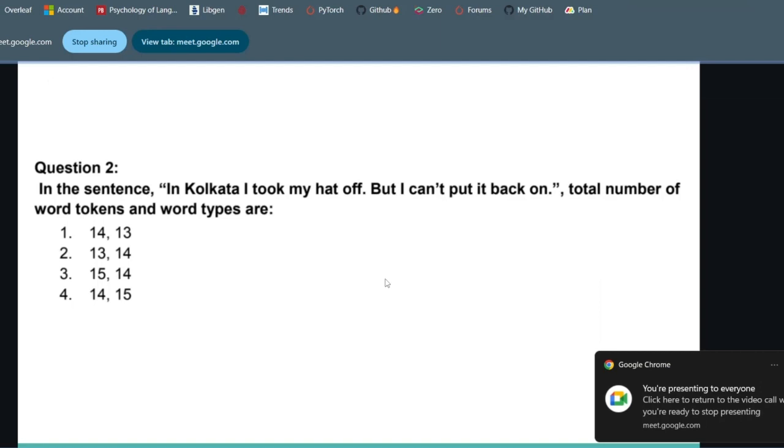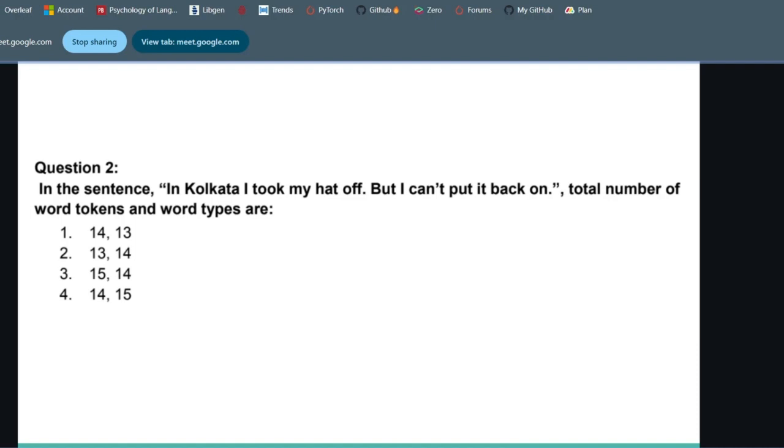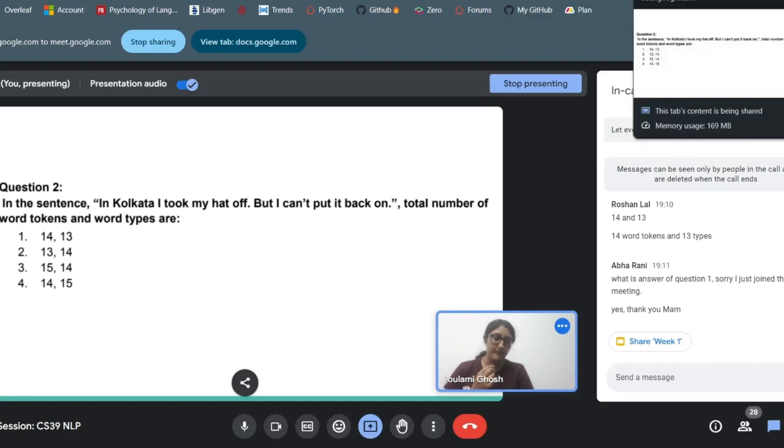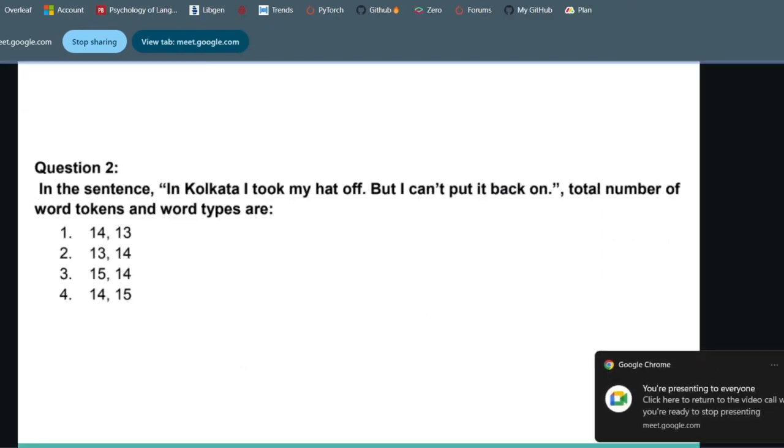Does anybody have any doubt in question number 2? It's an easy but a fundamental question. If anybody has any doubt, you can ask, or else I'll go ahead. Any doubts in question 2? All right then, we'll go to the next question.